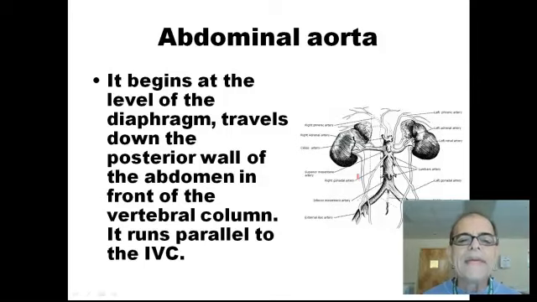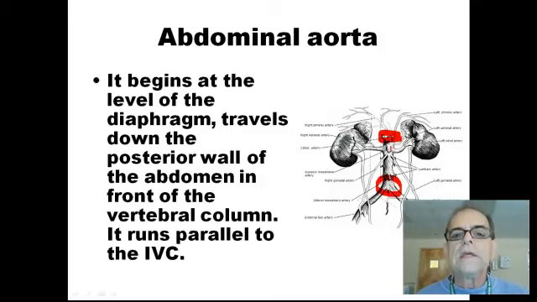The abdominal aorta begins at the diaphragm and finishes at the bifurcation. It begins at the level of the diaphragm, when the aorta goes through the diaphragm, and finishes when the aorta bifurcates into the two common iliac arteries. It runs parallel to the vertebral column, which is a landmark. If you see the aorta, you also know where the vertebral column is, and vice versa.